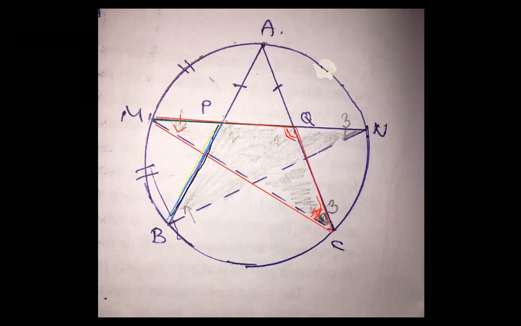Okay, so this one, this triangle. In a similar way, this angle and this angle. In number 2, this was equal. Here is equal to number 2. Here is equal to number 3.